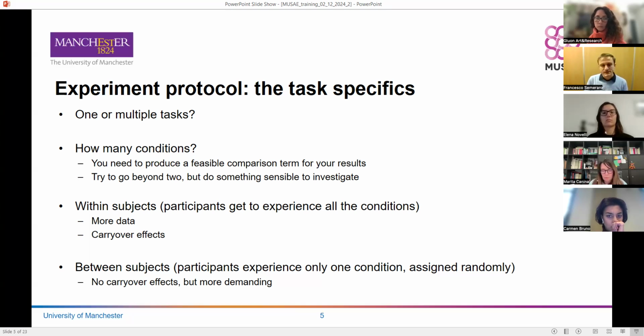Then you have to understand how many experimental conditions you need. So I can tell you why you need at least two of them. It's because you need to provide a feasible comparison term to assess your results against. Just to make an example, if you perform a measurement of efficiency of your system, and on average you get a 0.8 out of 1 efficiency from your user study, you can say, oh, that's very good.